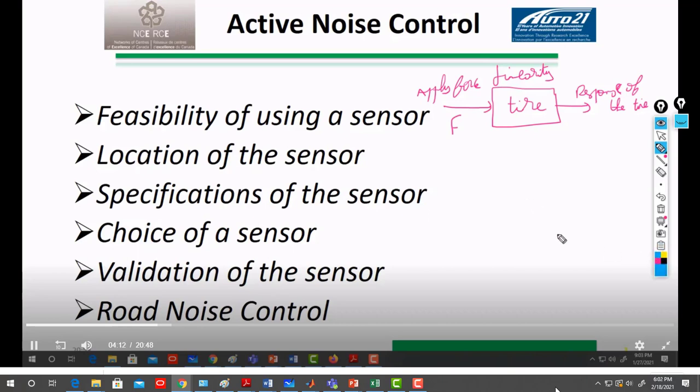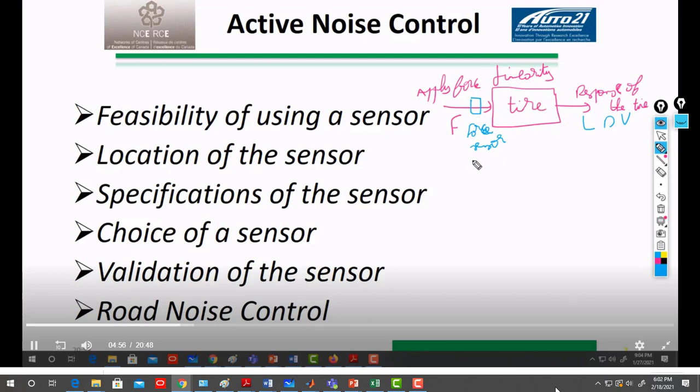So how did we do this step? We used a force sensor here to measure the applied force on my tire, and at the output, the response of the tire, how did we measure it? We measured it using an LDV or laser Doppler vibrometer. So it is a laser vibrometer to measure the displacement of the tire for an applied force. And we checked the linearity.